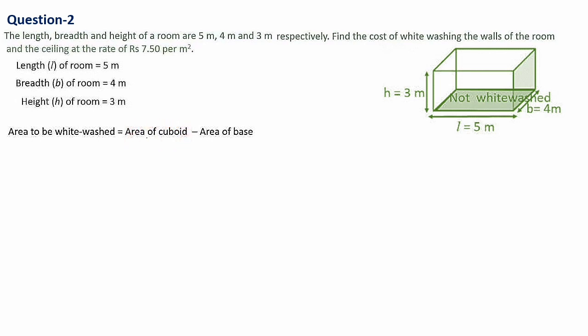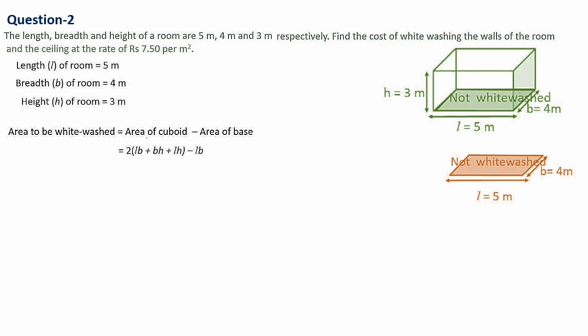From there we have to minus, because this floor portion no need to consider. In the previous question, box question, top is open, so that portion we didn't consider. Here in case of whitewashing, floor we will not whitewash, so that portion, area of base, we have to remove. Area of cuboid we know and area of base formula also we know. So let's consider this base separately. This is the base or the floor. Length is 5 meter and breadth is 4 meter.